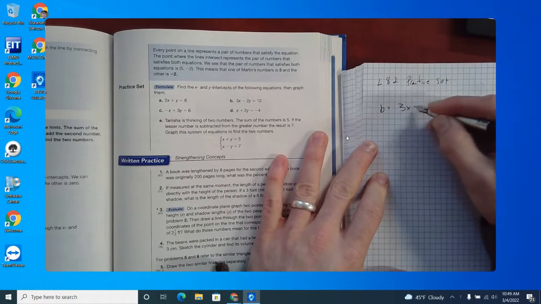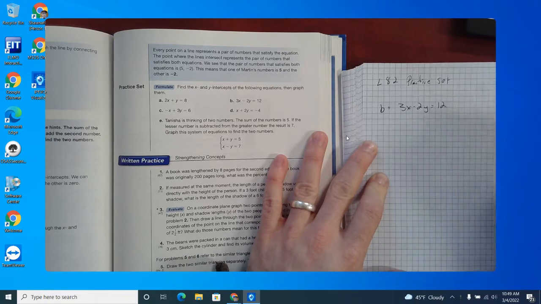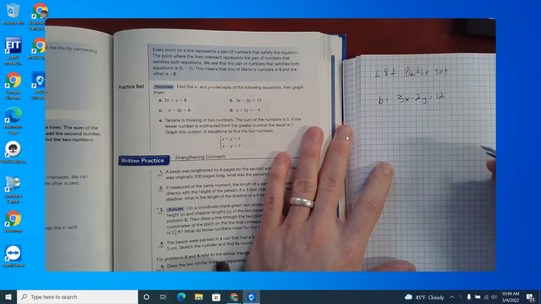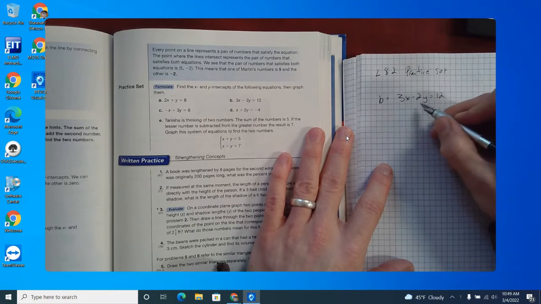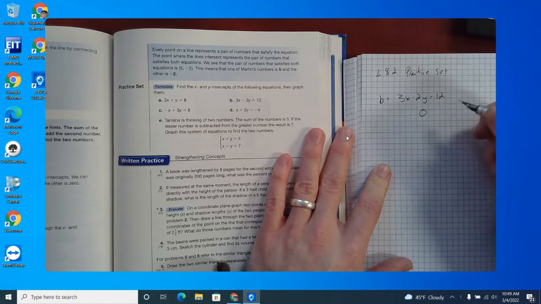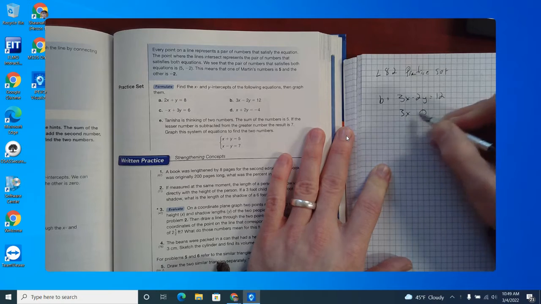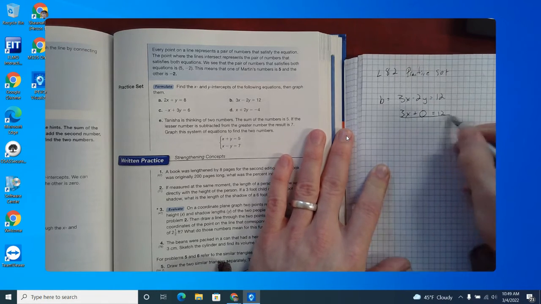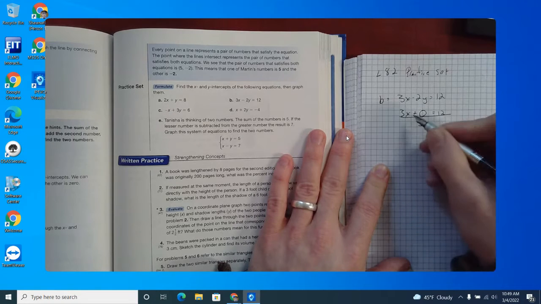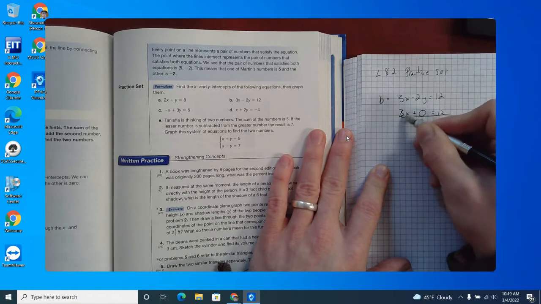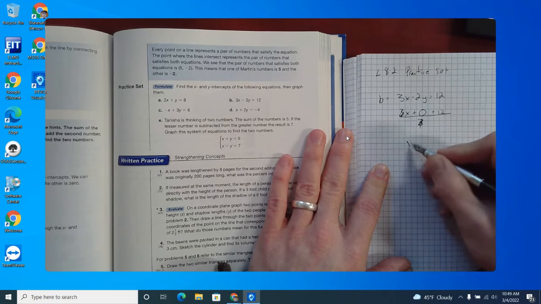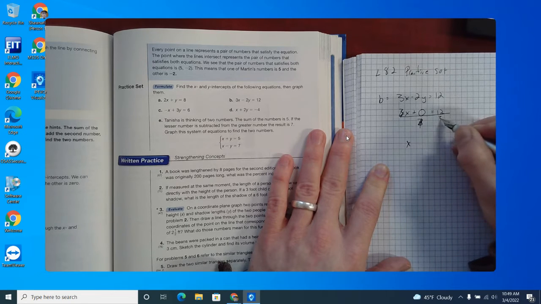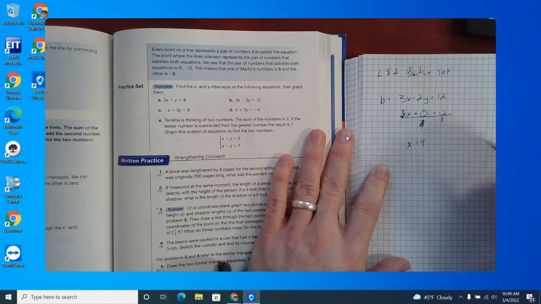So I have 3x minus 2y equals 12. I need to find the x and y intercepts and then graph them. I guess I could do that as well. First we'll set y to 0. So I have 3x plus 0 equals 12. Divide both sides by 3 so I can isolate that x. So that goes away, and I get x, and 12 divided by 3 equals 4. Okay?